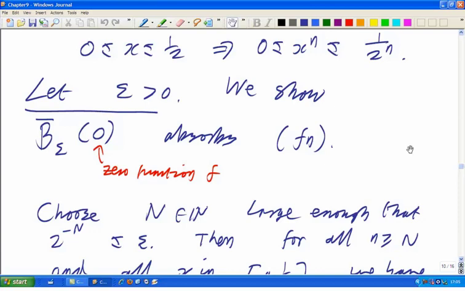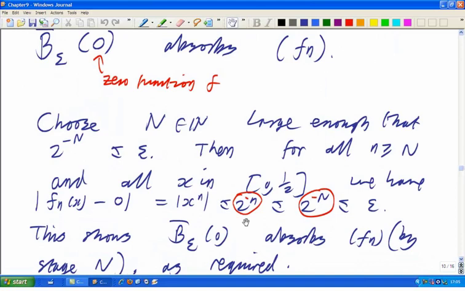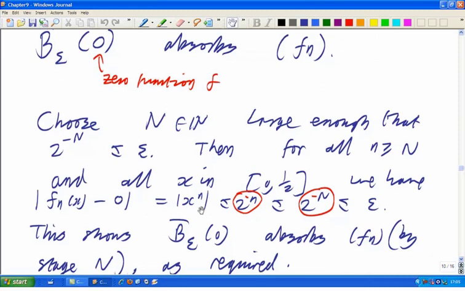And then I wrote some rubbish because I missed out 2 minus signs because I was doing it too fast. I said, how close is fn of x to 0? It's exactly modulus of x to the n. And we know that that's less than or equal to 1 over 2 to the n, which is 2 to the minus n. And then because n is at least as big as capital N, that's less than or equal to 2 to the minus capital N, which is indeed what we chose to be less than or equal to epsilon.